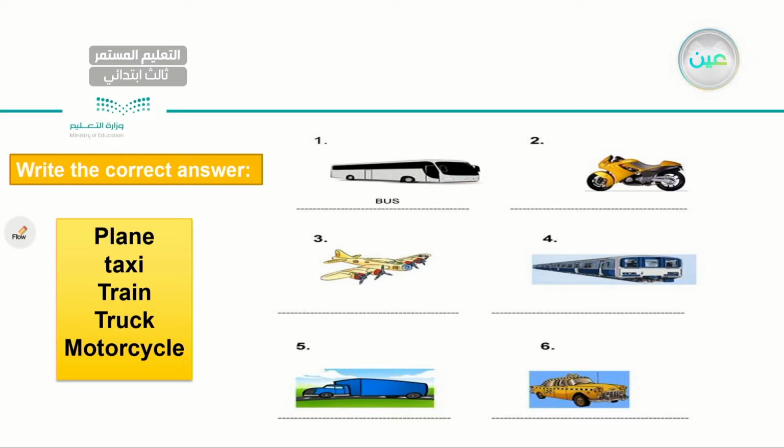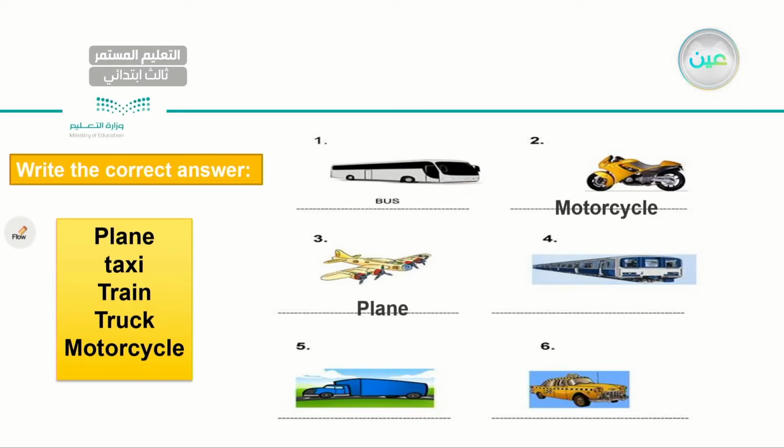So let's start with number 2. What do you think number 2 is, my dear student? Is it a car? Is it a truck? No, actually it's a motorcycle. It is a motorcycle, transportation. Number 3, what do you think? I have a plane. Very good. I have a plane. Excellent, excellent, my dear student.